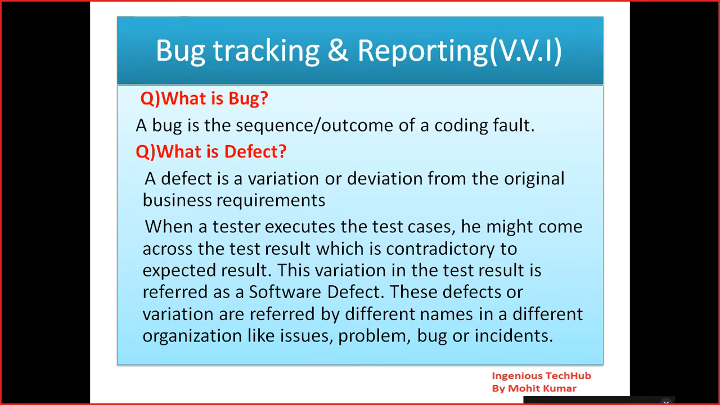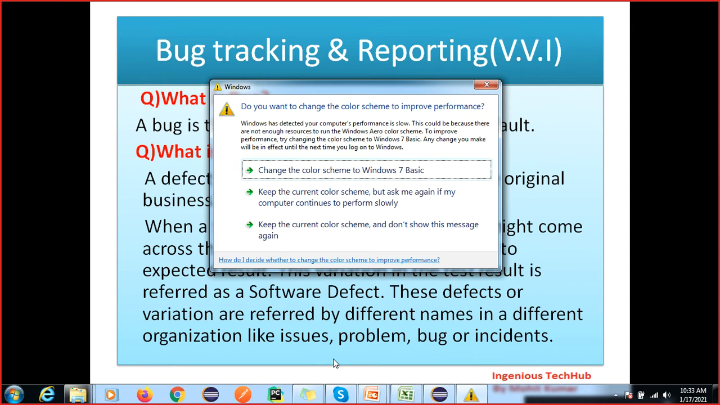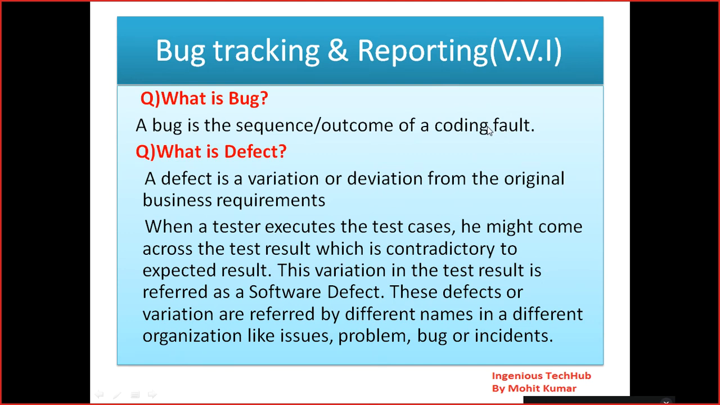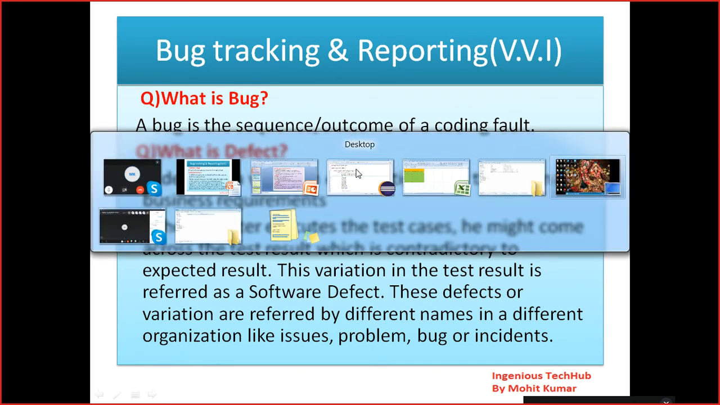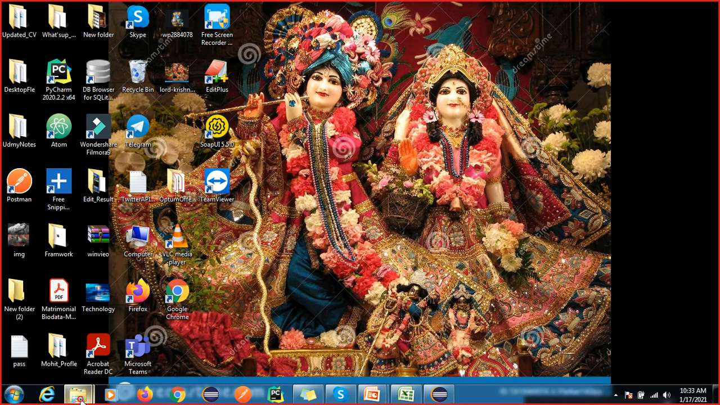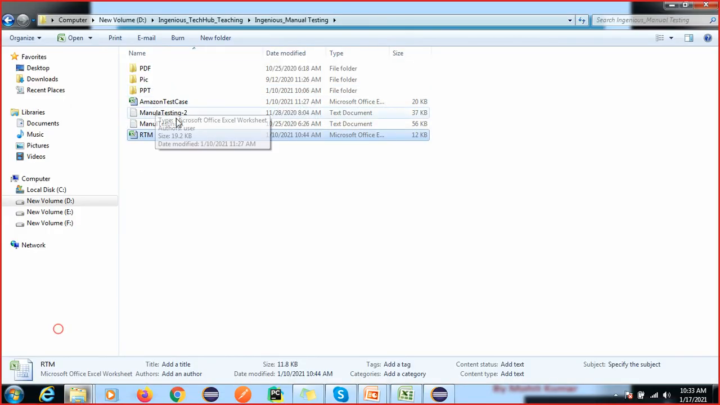Okay, so that thing we have learned, right? What is the traceability matrix and execution flow, and what are the statuses while executing your test cases. So we have the bug tracking report. I think I already showed you in the first classes, but let me remind you once.